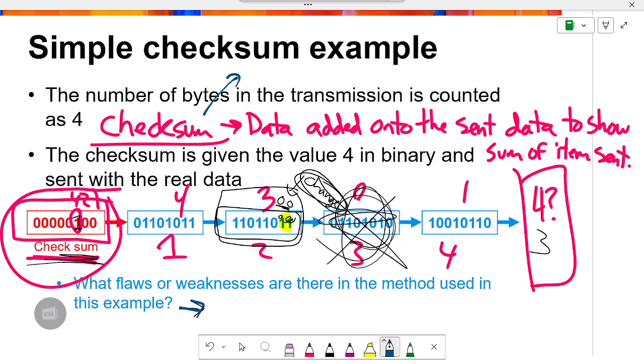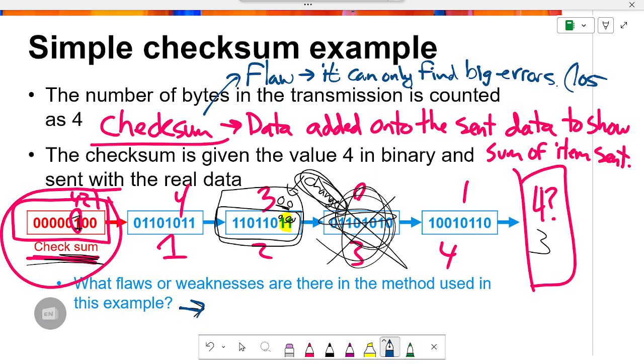What we call this? The flaw. 它有一个小错误. The flaw with this method is it can only find big errors. E.g., you lost a byte of data. If it's just the first bit that changed, he still won't know. Okay, can you write down a flaw with this 想法? He's good for finding big mistakes.